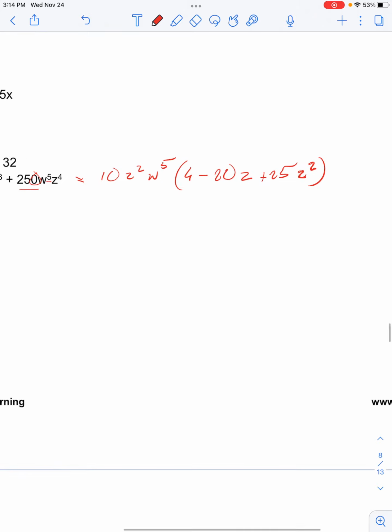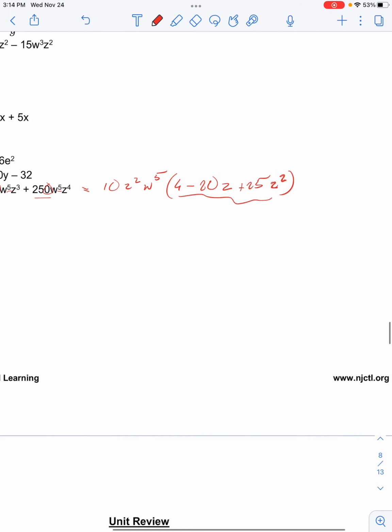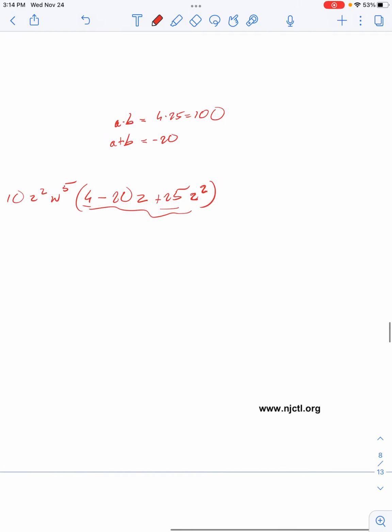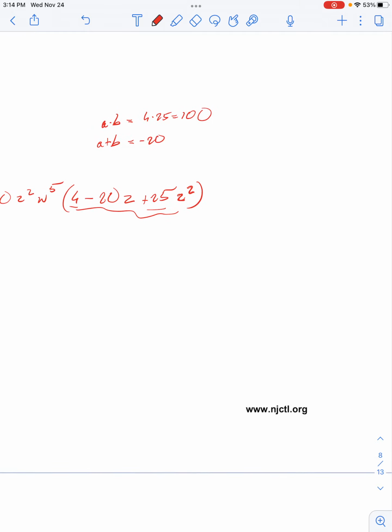So then we can factor this parentheses further. So we need to find two numbers that multiply together to 4 and 25. So we have 4 times 25 is 100. And when A and B are added together, they equal negative 20. So I'm going to list the factors of 100. And notice how they have to be negative factors because we have to add them to get a negative 20.